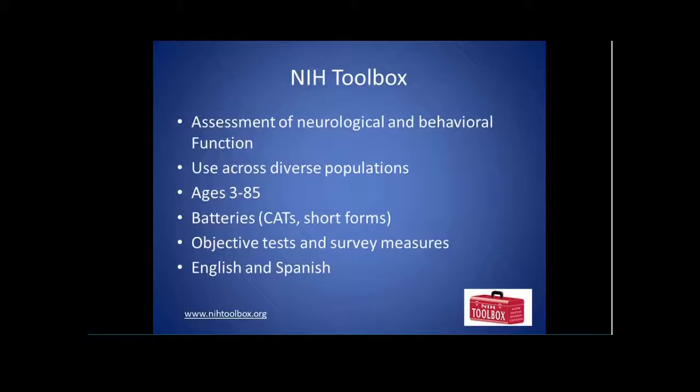The NIH Toolbox developed batteries in 4 areas: cognition, motor, sensation, and emotion. And those batteries are sets of instruments that may be computer adaptive tests or short forms, with each battery being able to be administered in 30 minutes. Another attribute of Toolbox that's different than NeuroQual and PROMIS is that it includes the self-report survey measures of patient-reported outcomes like we've seen, but it also includes objective tests. Again, it's available in English and Spanish, and there's a great website at NIHtoolbox.org where you can learn more about the Toolbox.